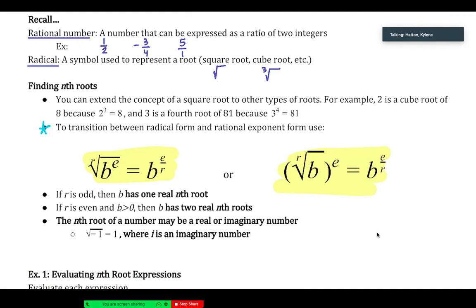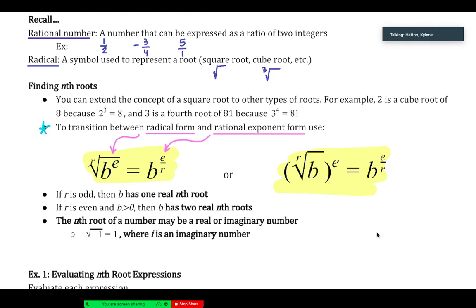So if we're looking at these two, I guess they're equations, but they're just a way to help us remember how to transition between what's called radical form and rational exponent form. Radical form is what it sounds like. It's anything that has a radical in it. And then rational exponent form is when we have something raised to a fraction exponent. So if you see a problem that says change from radical form to rational exponent form, you'll go from here to here. Or rational exponent form to radical form, you'll go from here to here.